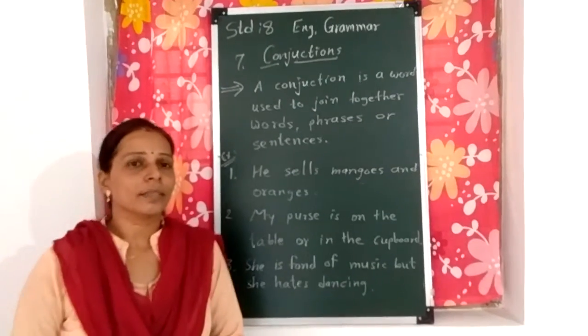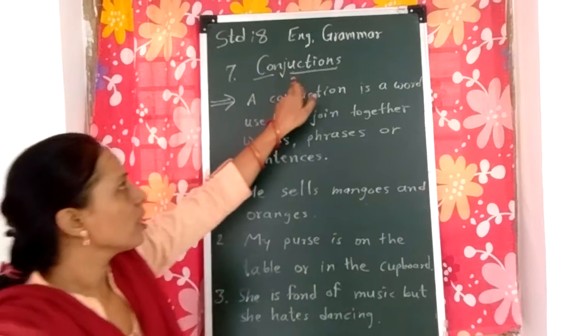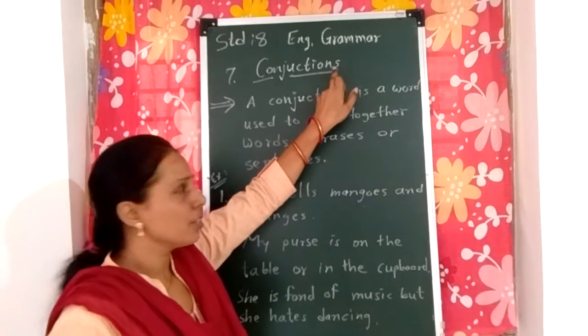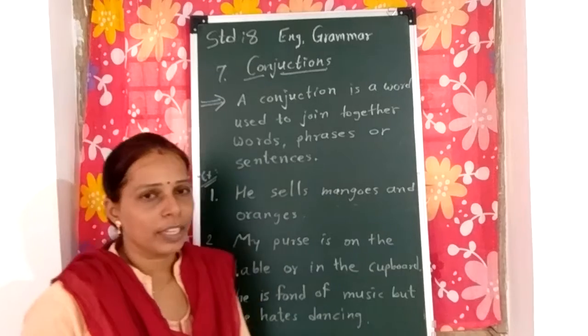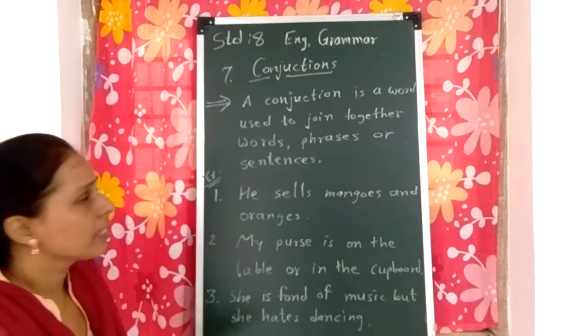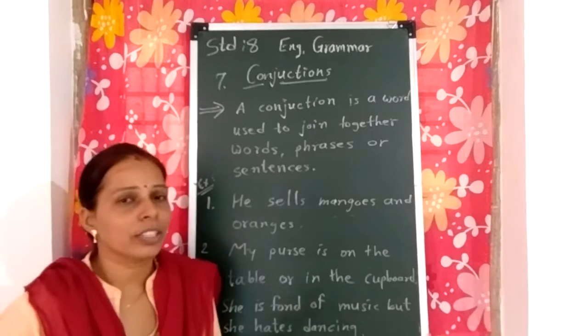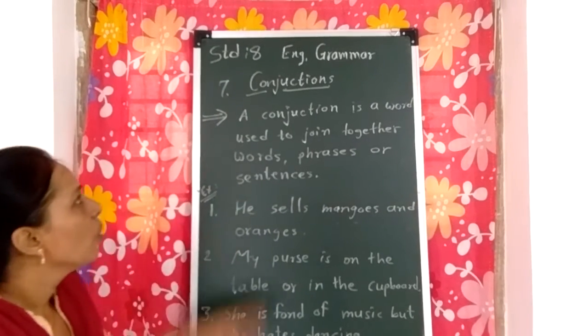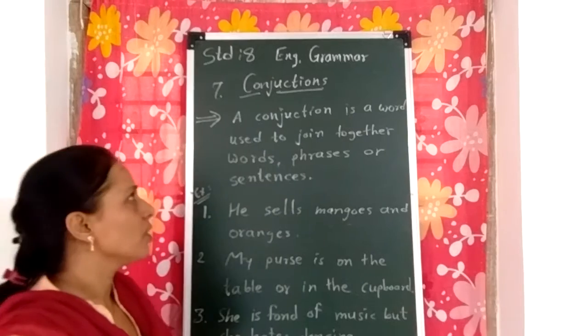Hello students, let's move on with the seventh part of speech, conjunctions, in our English grammar subject. As we have studied, the six parts of speech are noun, pronoun, verb, adverb, adjective and preposition, right? Okay, now today we will learn about the seventh part of speech, conjunctions.